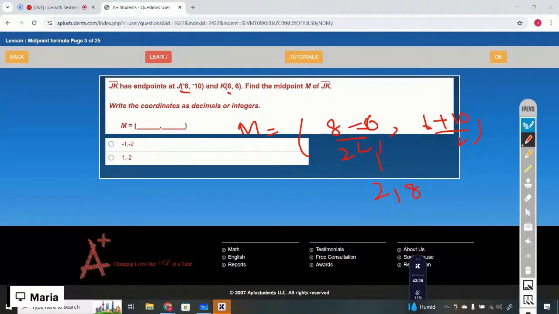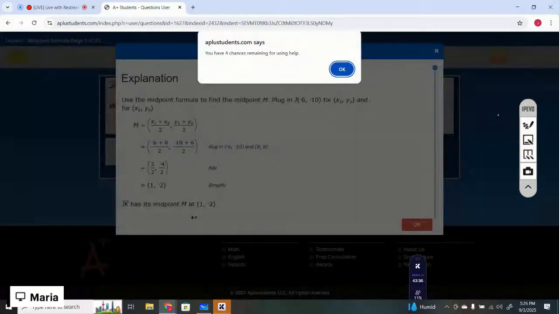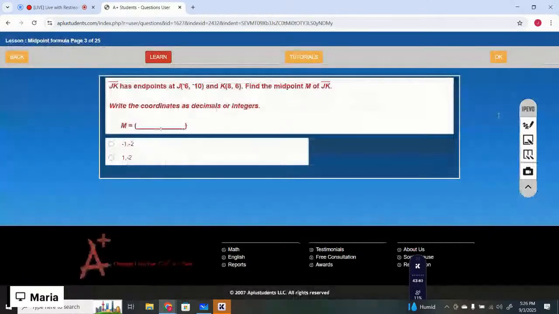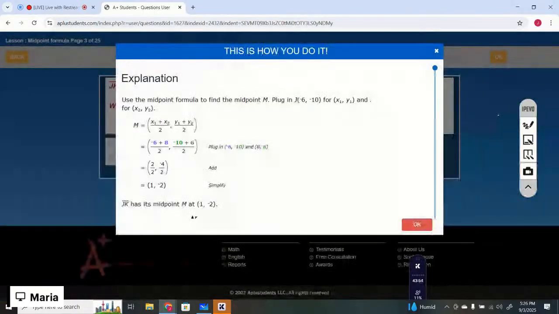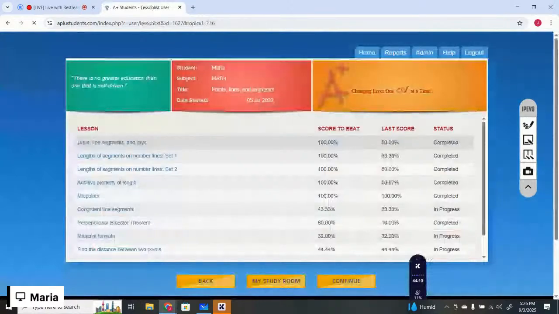Hold on, let me just check. Oh, that is negative 10 plus 6. It is negative 6 actually. You can see here the points. Negative 10 and 6, so that is 1, negative 2. Option 2 is the correct option. Okay, you can complete the lesson by yourself later today. Let me just move on to the next lesson.